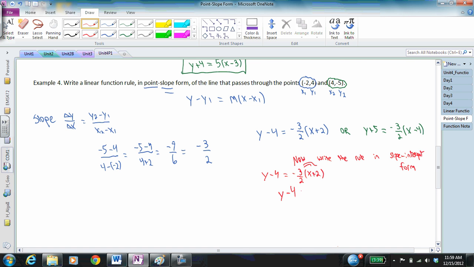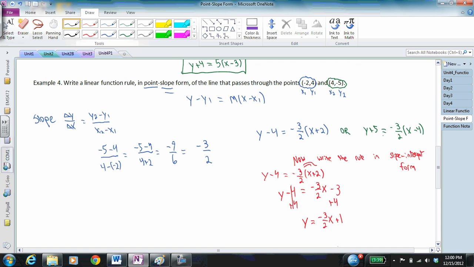So that'd be y minus 4 equals -3/2 x. -3/2 times 2 is like -3 times 2, which is -6, divided by 2, so minus 3. And then I'm going to add 4 to both sides, and I'll get y equals -3/2 x plus 1, because -3 plus 4 is 1. So the slope, again, is clearly -3/2. The y-intercept of this function rule, we can tell now, is 1.